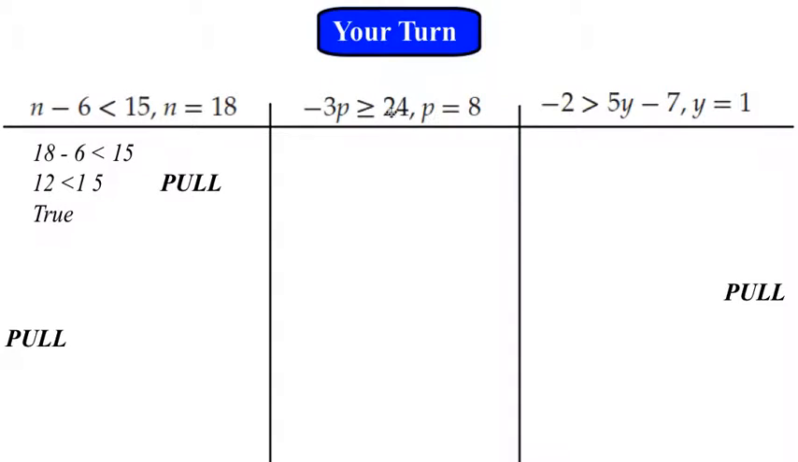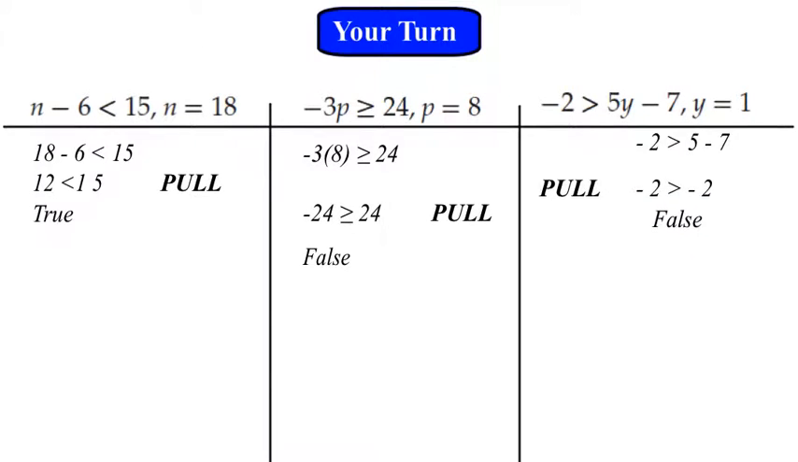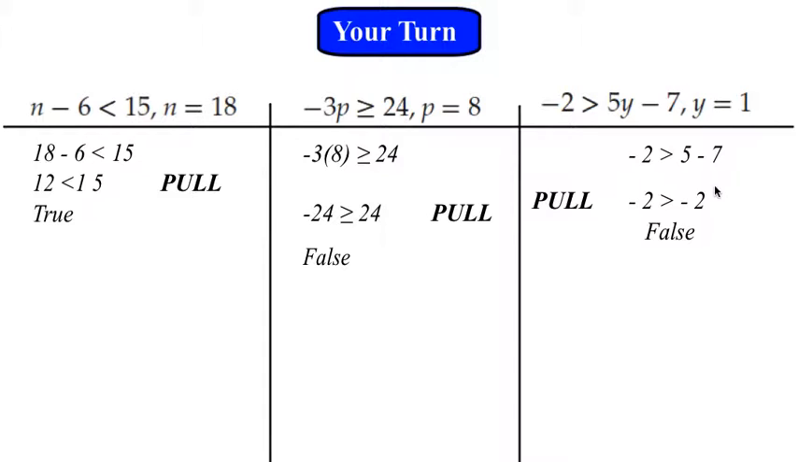In the middle, you're plugging in 8 for the letter p. So you get −3 times 8, which is −24, but that is not greater than or equal to positive 24. So that is a false statement. And on the right-hand side, plugging in y = 1, is −2 greater than 5 − 7? That is false as well. It's not greater than, it's actually equal to.